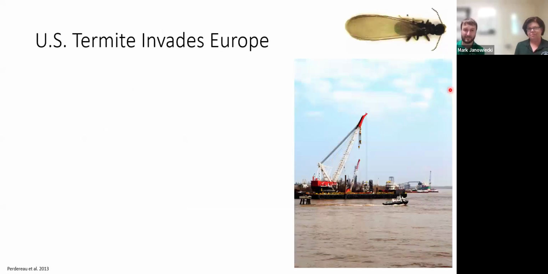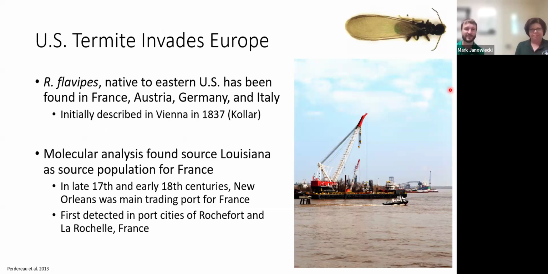We also think about invasive termites in the United States, but some of our termites have also invaded other parts of the world. So Reticulotermes flavipes, native to the eastern US, has been found across Europe: France, Austria, Germany, and Italy. Ironically, it was actually initially described in Vienna. So it's species description, as I talked about, whoever describes it first is the one that the name sticks with. And so that first description was an invasive population that was brought back to a greenhouse in Vienna.